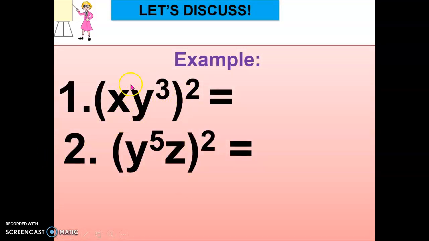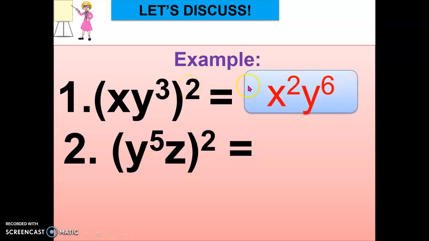So, ang x po natin, understand na meron siyang exponent na 1. So, i-distribute natin yan. So, 1 times 2. So, yan ay x squared. So, 3 times 2 is 6. So, the answer is x squared y raised to 6. Dahil meron pong 1 na exponent dito.